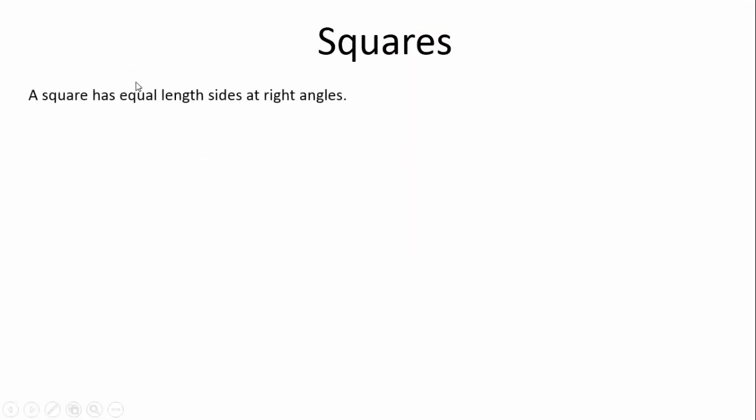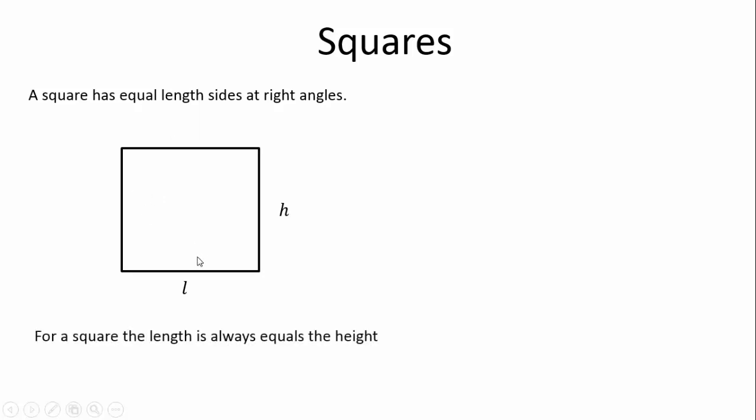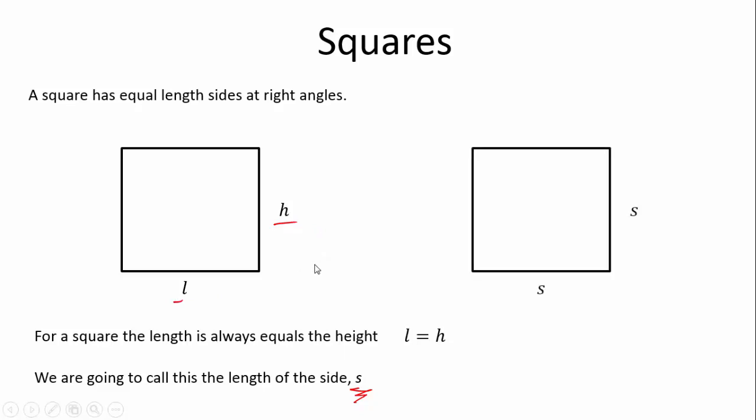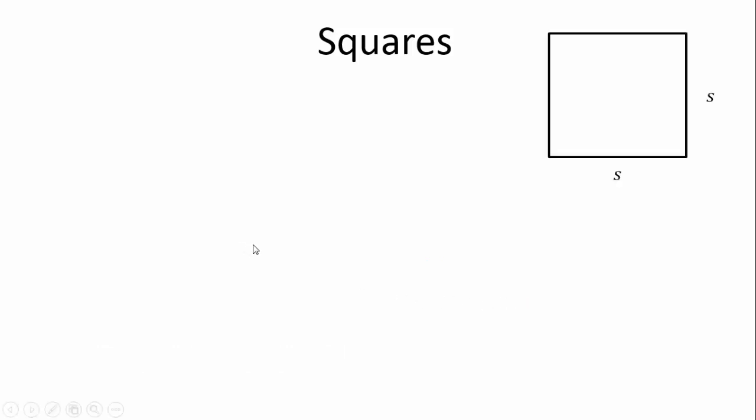So what is a square? A square has equal length sides at right angles, right? So we have a square with a height and a length. For a square, the length is always equal to the height. We're going to call this the length of the side S. There's no point calling them different things because they are always equal. So we have the square with side S.